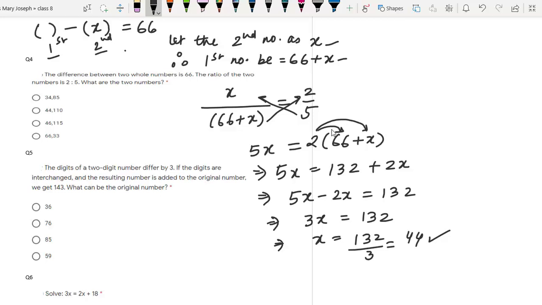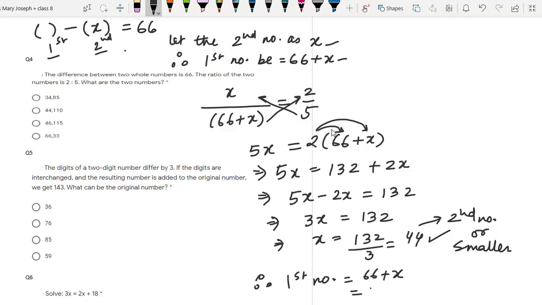X is the second number or the smaller number. So now we have to find the larger number. So this is the second number or the smaller one. Similarly, we can find, therefore, first number will be 66 plus x, that is 66 plus 44, and if you add, you will get 6 plus 4 is 10, 6 plus 4 is 10 plus 1 is 11. So first number is 110, second number is 44. You can take, this is the correct option because 44 and 110 both are here. Okay. Now question number 5.